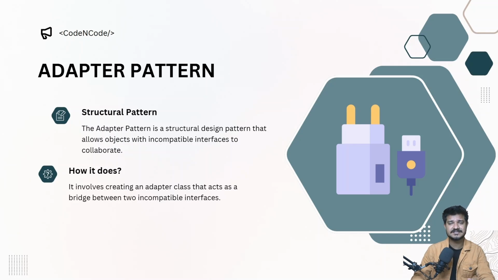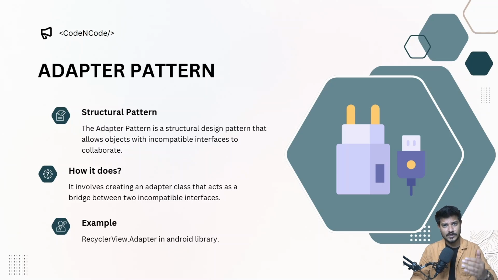It basically creates an adapter class that acts as a bridge between the incompatible classes or objects, whatever you like to call them. And one of the most famous examples is recycler_view.adapter. This is from the Android library. So if you want to create a list in your app, like a contact list, there is a list of views you see. There you can use a recycler view and it requires an adapter.